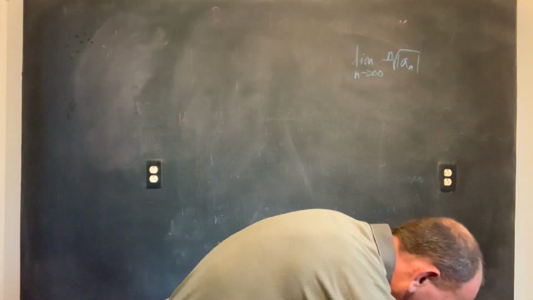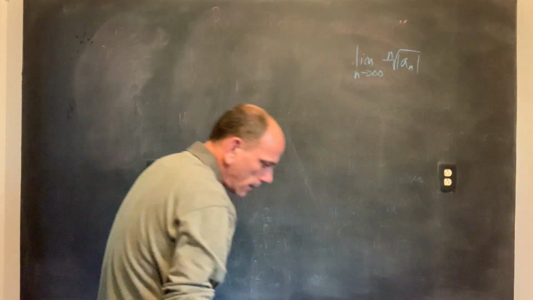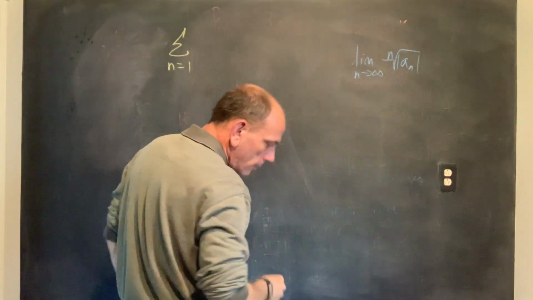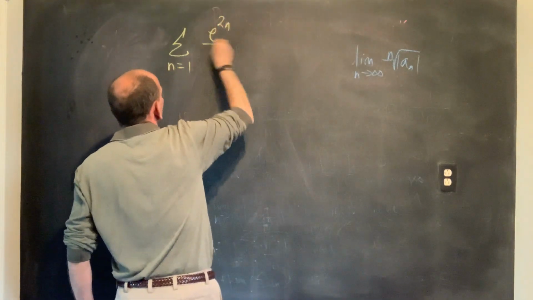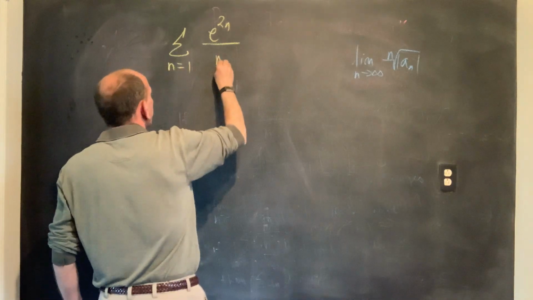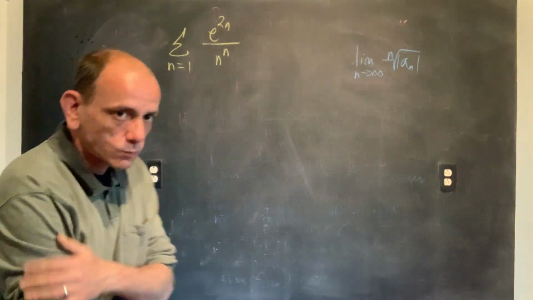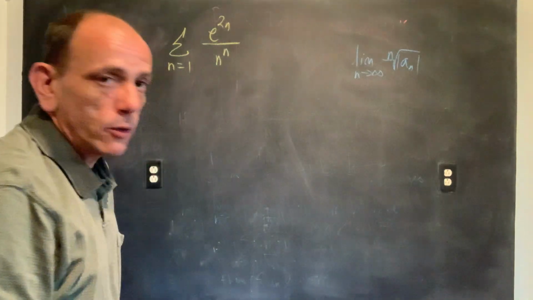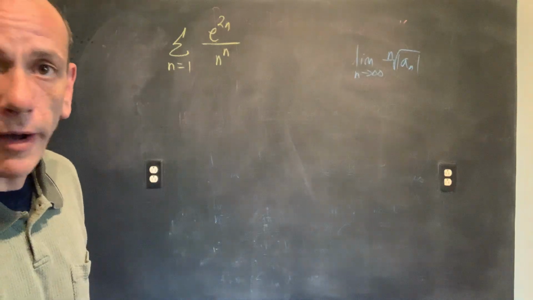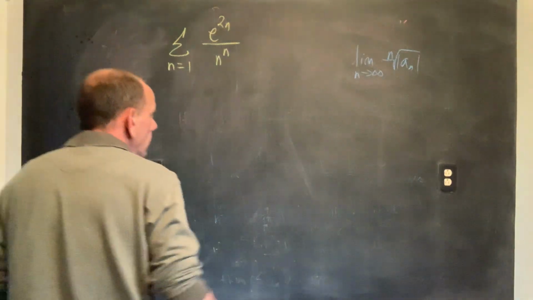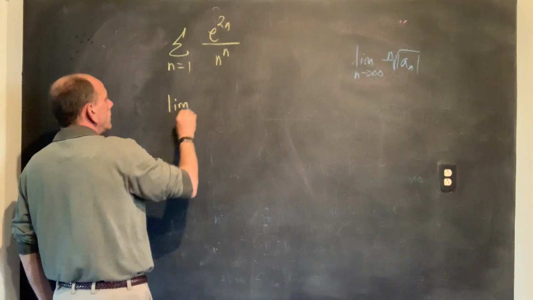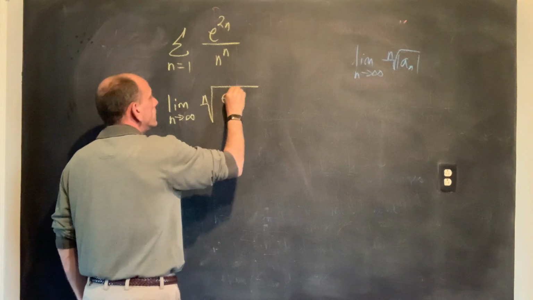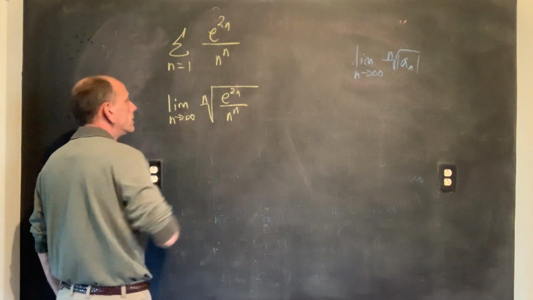Okay, let's say I have the series, n equals 1 to infinity, of e to the 2n over n to the n. So I've got these nth powers. And I'm like, well, it would be really nice if I could just kill off some of the nth powers, right? And get rid of them. So I'll use the root test, and I'll look at the limit as n goes to infinity of the nth root of e to the 2n over n to the n.